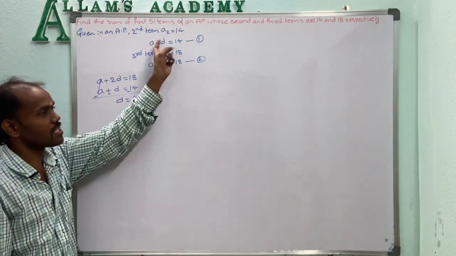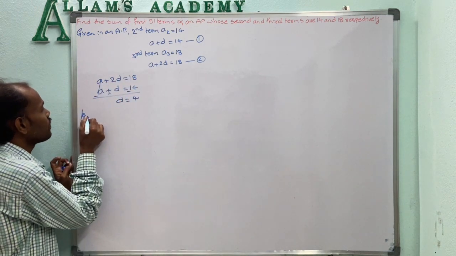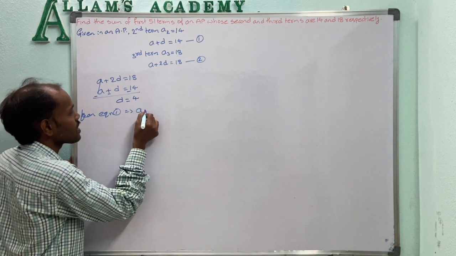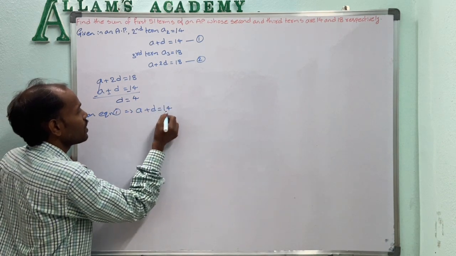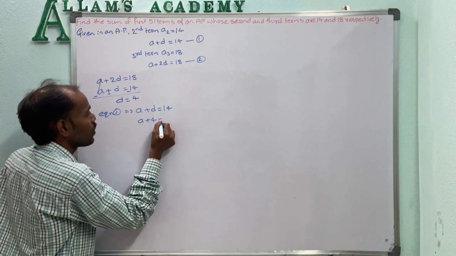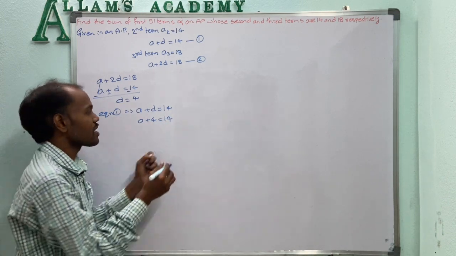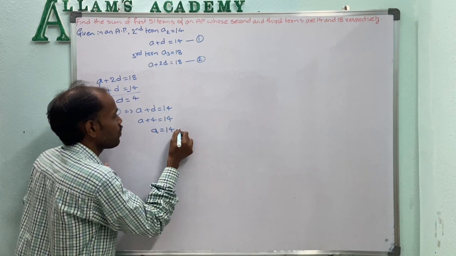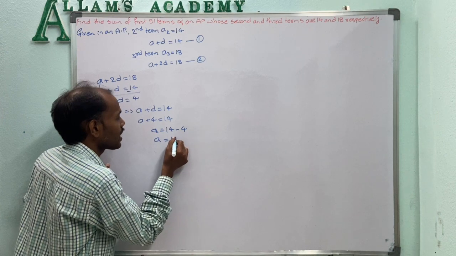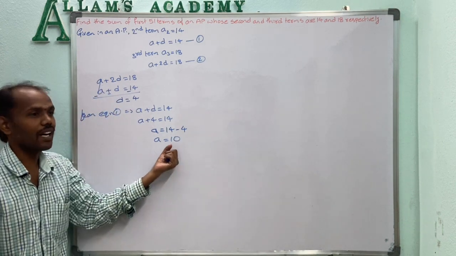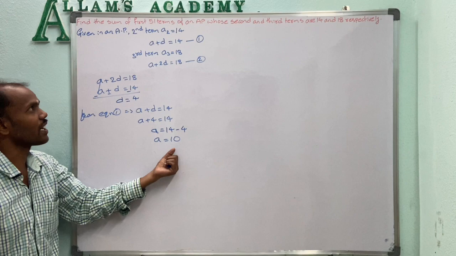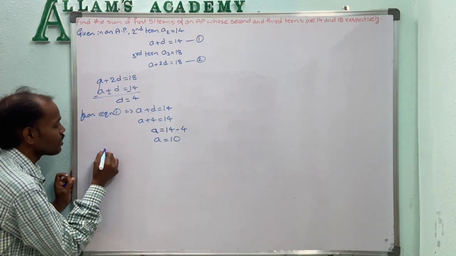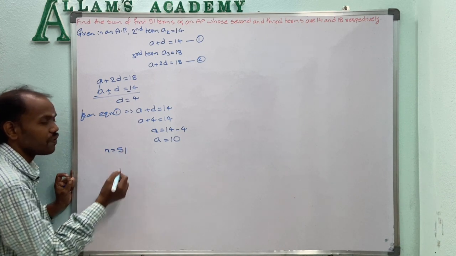Now the d value is substituted in the first equation to get the a value. The first equation is a plus d equal to 14. Now substituting d value 4, a plus 4 equals 14. This plus 4 transfers to the RHS, that is a equals 14 minus 4, and 14 minus 4 is 10. So the first term of the series, a, is equal to 10. Now we need to find the sum of the first 51 terms, so n equals 51.